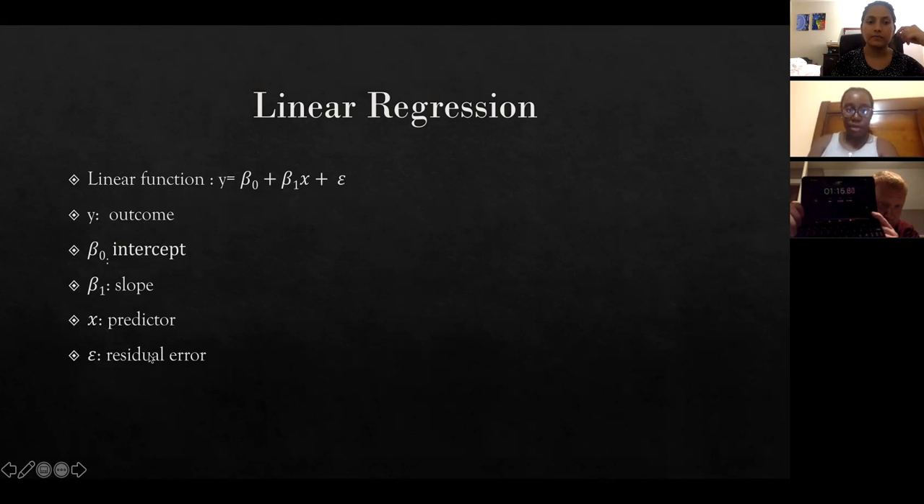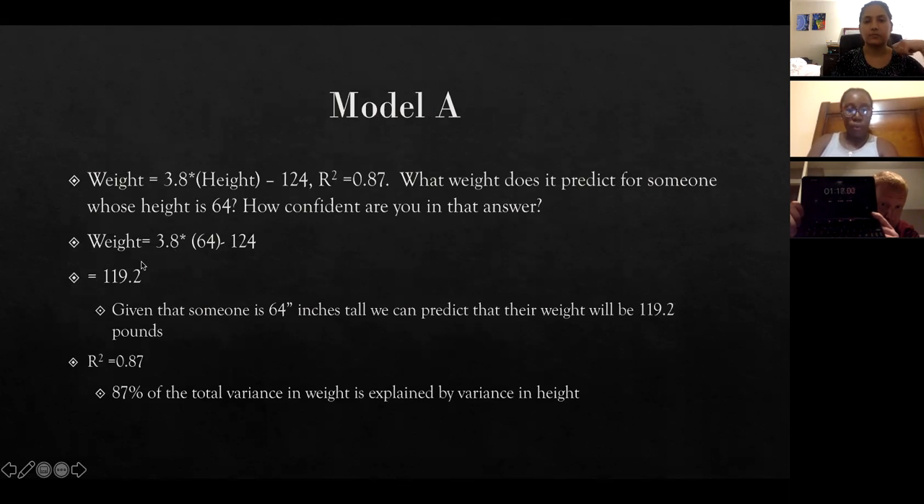So we plugged in our values for model A. What we would have gotten is a weight of 192 pounds when your height is 64. So that would be the predicted weight for somebody whose height is 64 inches.